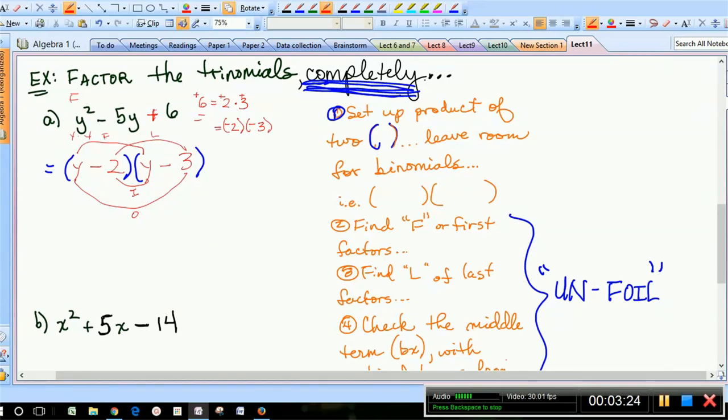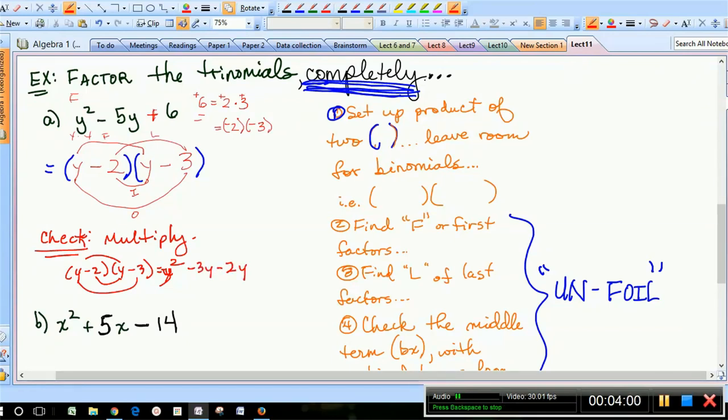So what you have left to do now is just to check. Remember this, it's very good advice for you guys to check your factorizations. Merely FOIL it back up. We check factoring, as we said before, by multiplying. So we'll check what we have here, y minus 2, y minus 3. First, we have y squared, outer minus 3y, inner minus 2y, and last is negative 2 times negative 3. Give me a positive 6, combine your middle terms, minus 5y, and everything checks out.